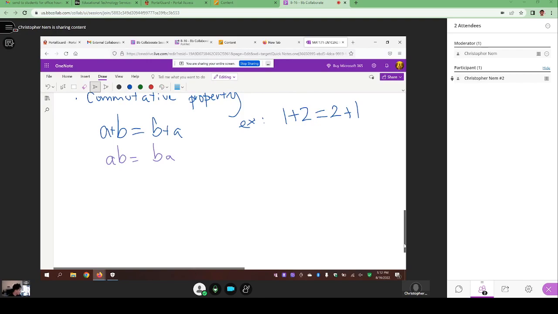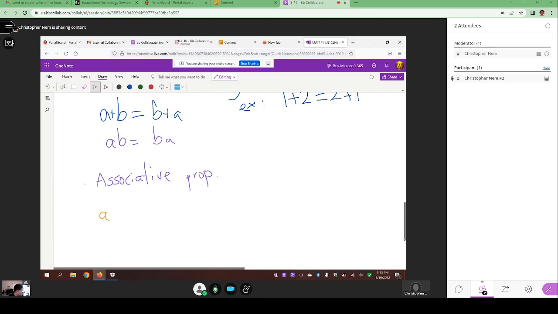Then we have the next property. The next property is called the associative property. I'm going to write prop for property. The associative property states for addition that if we have multiple addition operations, so let's say we have (A plus B) plus C, it's also equal to A plus (B plus C).